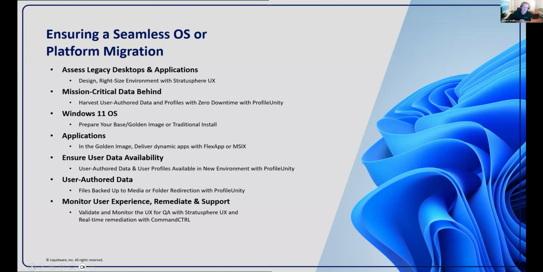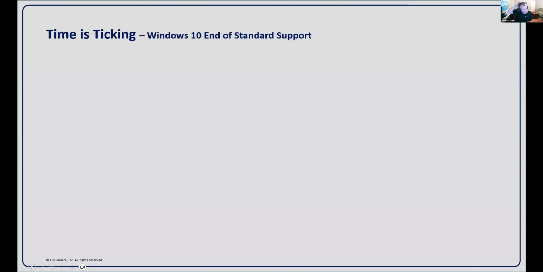We talked about user authored data and making sure that you bring that over, but then continually monitor that desktop that you said you're going to deliver with the new platform, the new OS, is the best desktop that you've ever delivered. And if it's not, you can scale that and size that with the DEX data that you're going to learn from those desktops from Stratosphere UX and command control being able to support them.